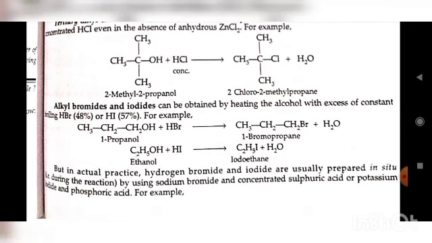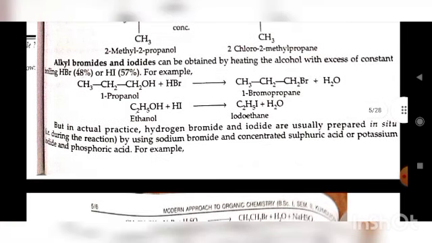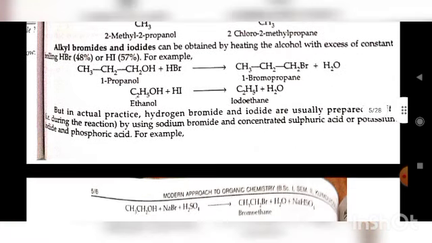Alkyl bromides and iodides can also be obtained by heating the alcohol with an excess of constant boiling HBr 48% or HI 57%. For example, 1-propanol with HBr gives 1-bromopropane plus water. But in actual practice, hydrogen bromide and hydrogen iodide are usually prepared in situ, that is, during the reaction, by using sodium bromide and concentrated sulfuric acid, or potassium iodide and phosphoric acid.